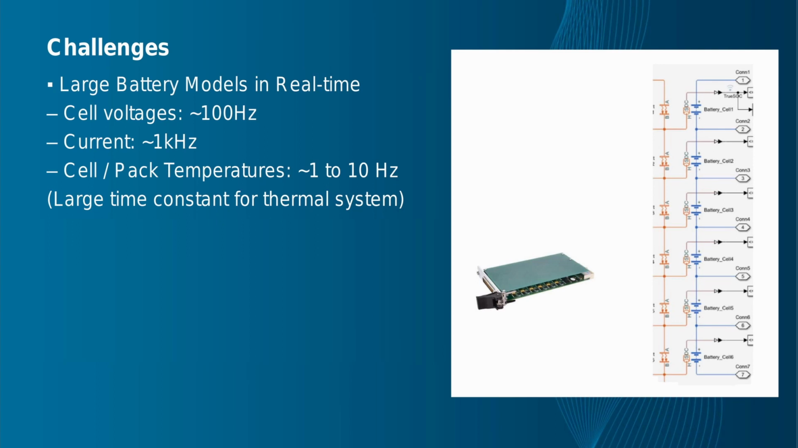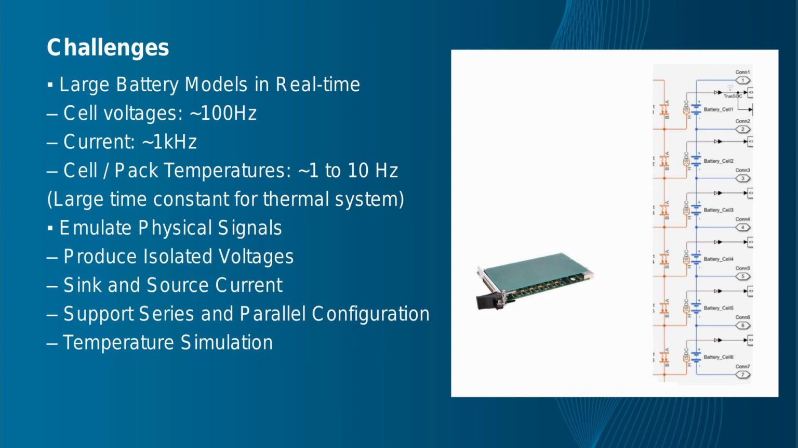First, we need to run the model of large networks of cells in real time at the step time required by the BMS controller. For the most common battery applications, BMS algorithms get executed between 100 and 500 Hz. So executing our battery plant model at 1 kHz in real time is more than sufficient for field testing.